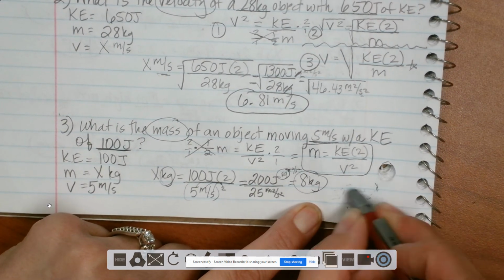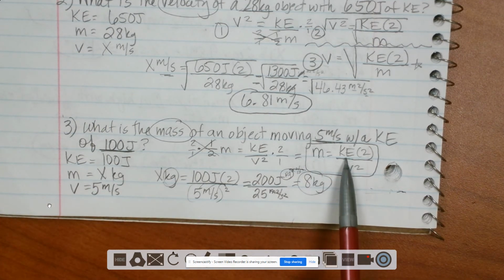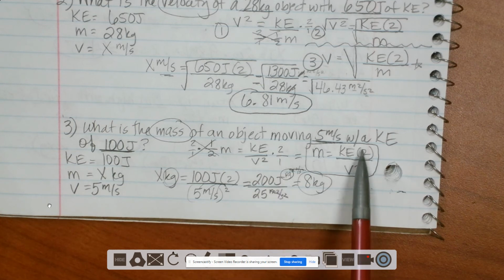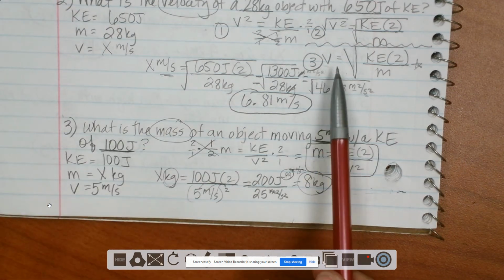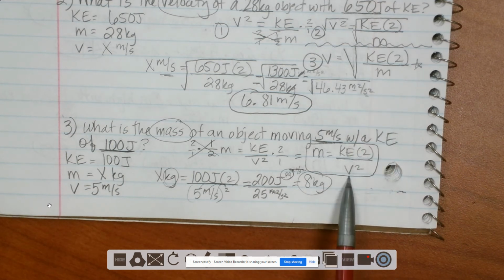So that's why I have you rearrange the equation first by going mass, get rid of the half by multiplying by the reciprocal and bringing the 2 over here, okay? So that they look relatively similar. Kinetic energy times 2 divided by mass, kinetic energy times 2 divided by velocity squared, okay? The only difference is you have to square the velocity here, and you end up having to square root the whole problem on the top one. All right, that is it for the examples. We will practice more, so don't fret.